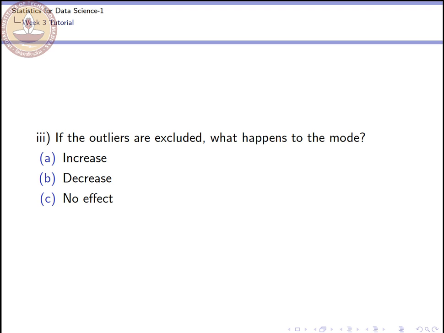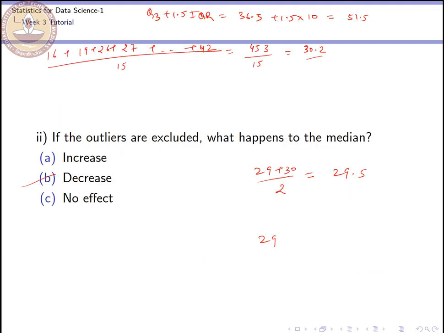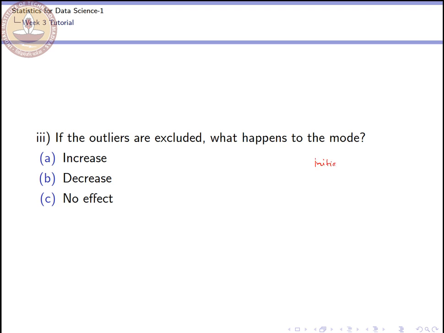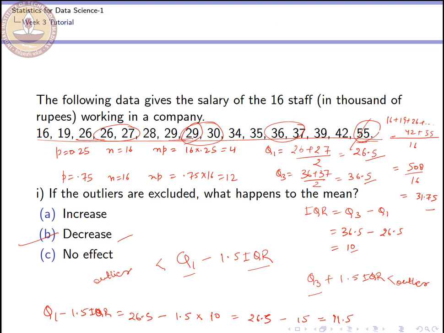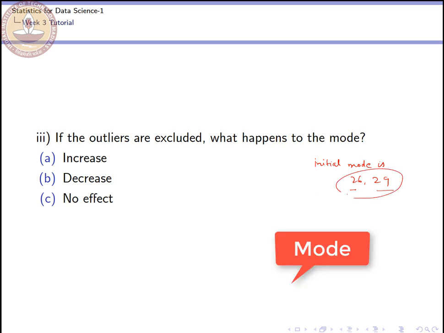Moving forward to the next question, what happens to my mode? We'll first see what my mode is. In this case, as we can see, there are two values which are repeated twice, 26 and 29. So the initial modes are 26 and 29. After removing the outlier, since we are removing only 55, which occurs only once, even in the new data set 26 is repeated twice and 29 is repeated twice. So after removing the outliers, the mode will be this only. So what happens to the mode is that the mode is the same in both cases.